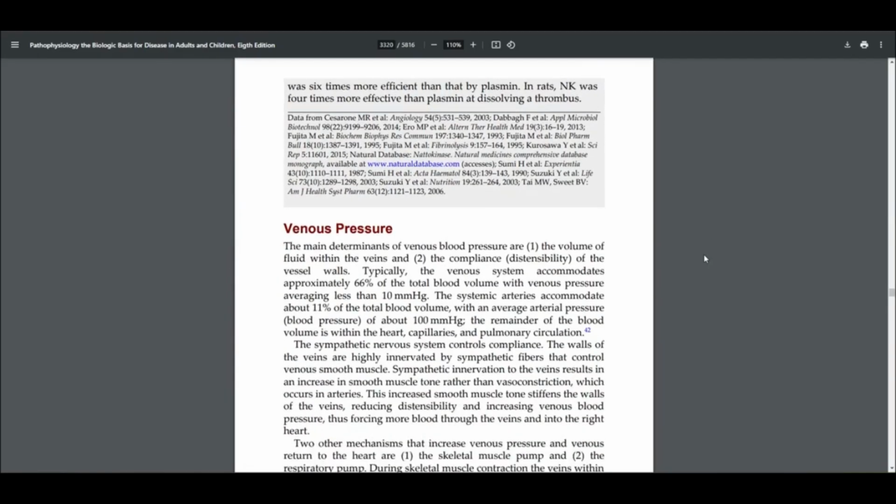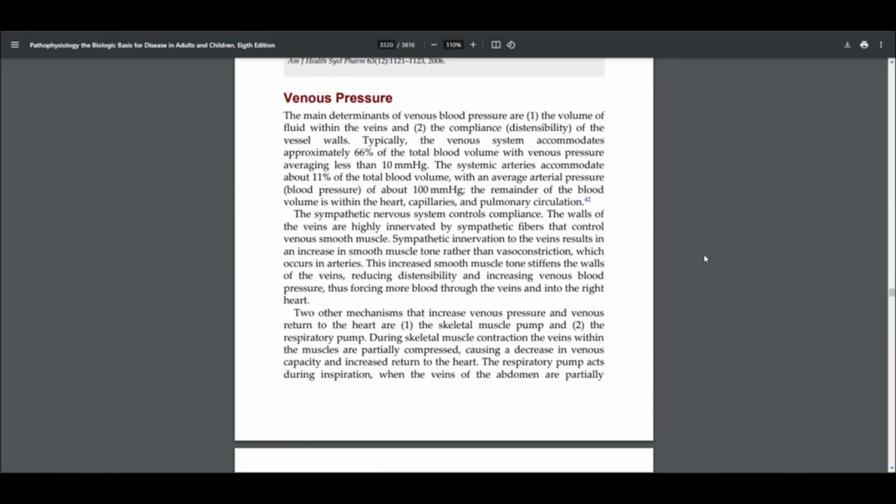Known to take away thrombi. Hey, who knew?